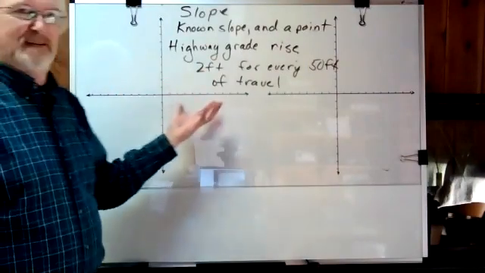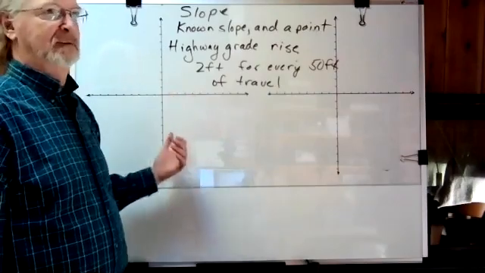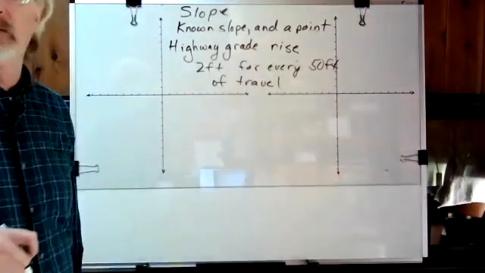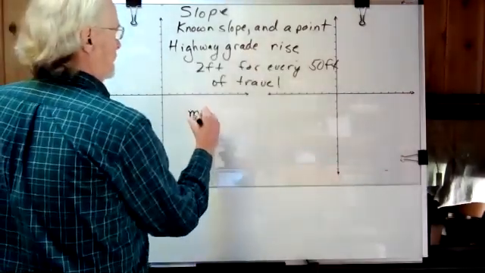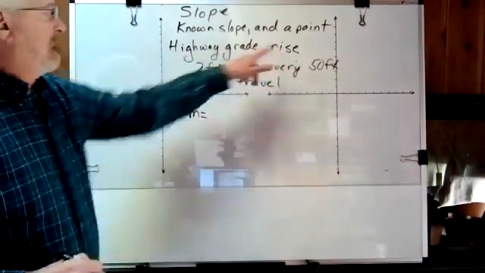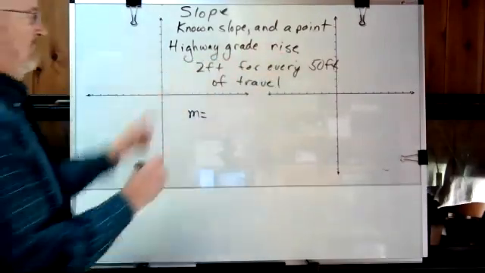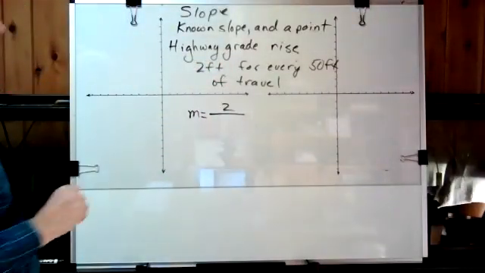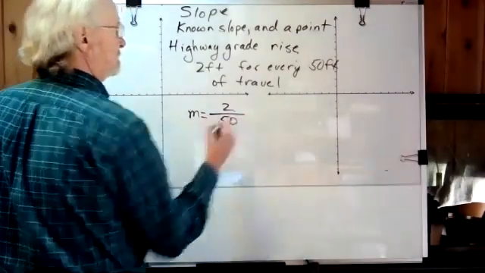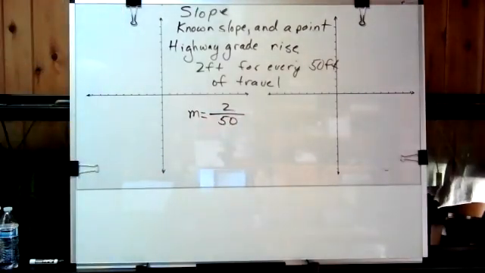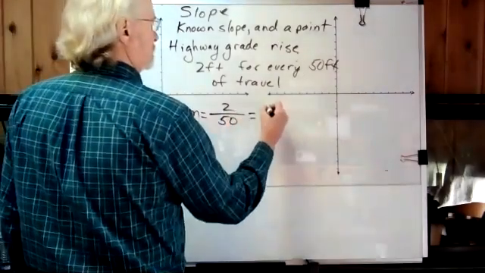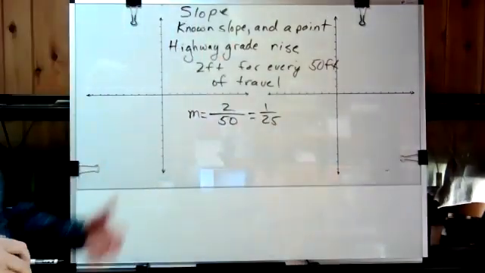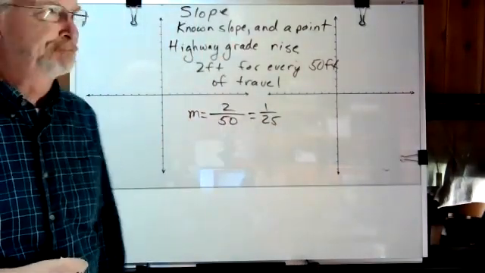So an application, it's describing the amount of vertical change and the amount of horizontal change. Well, the grade is another way to say the slope of that hill, right? We rise 2 feet. Oh, there's my rise. For every 50 feet of travel. All right. So there's my slope value, 1 for 25. So the grade is a 1 to 25 grade.